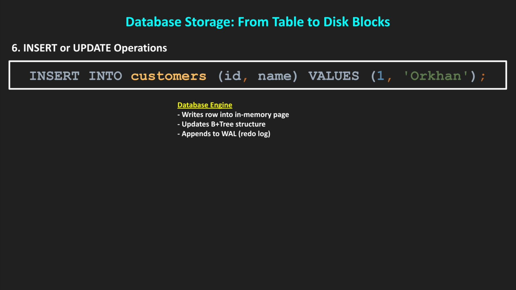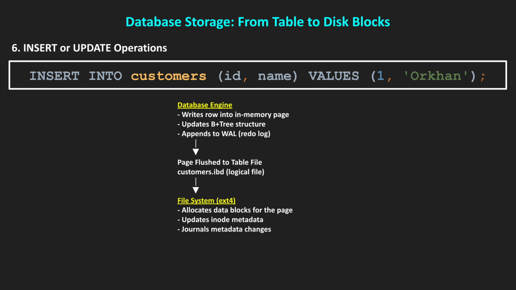Let's start with the database engine. What does the database engine do? The database engine writes a row into a memory page, and it also updates the B-tree structure, and it also appends that to a write-ahead log. And the next step is that the page is flushed to the table file, in our case, to customers.ibd.